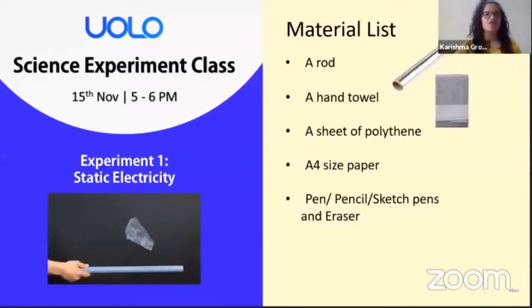Okay, so this is your material list: a rod, a hand towel, a sheet of polythene, A4 size paper, pen, pencil, sketch pens, and eraser. I hope you all are ready with your material list. If not, I can see a few of you running, so I'll give you a few seconds. You can go grab your stuff and then we start.